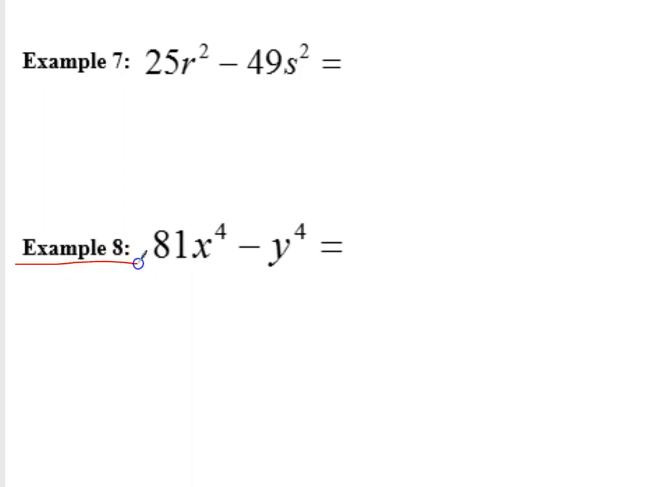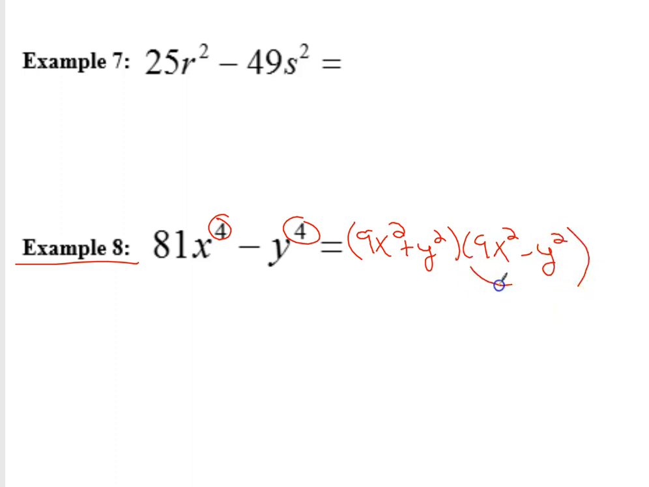So let's look now at example 8. Okay, this is a difference of squares example because both of these are perfect squares. So when we take the square root of 81x to the fourth, it's going to be 9x squared. The square root of y to the fourth is going to be y squared. So it turns into 9x squared plus y squared, and then 9x squared minus y squared.